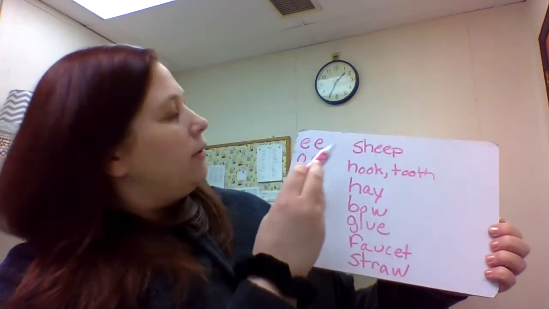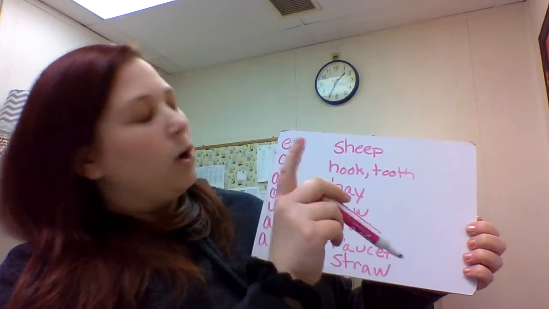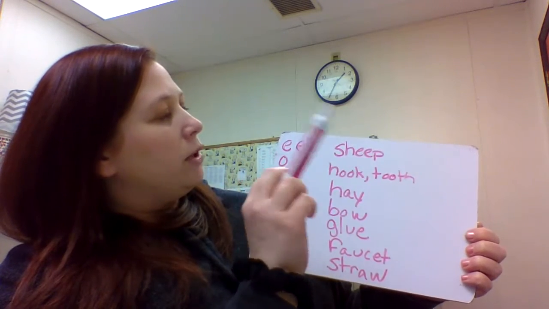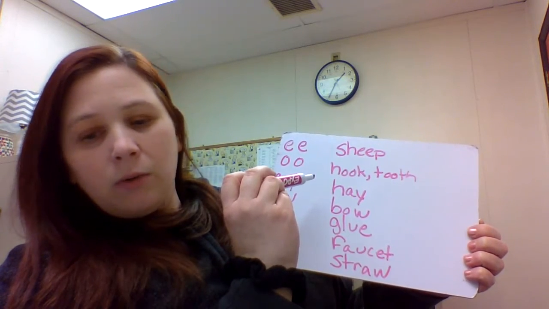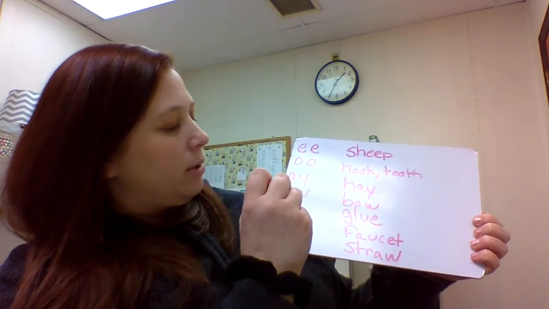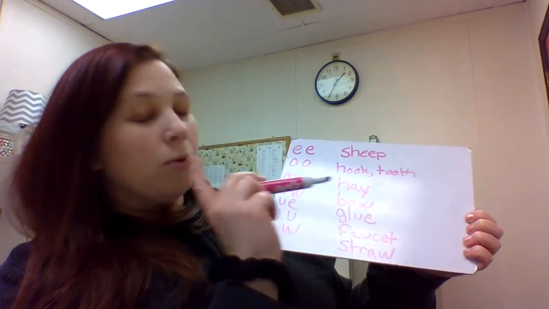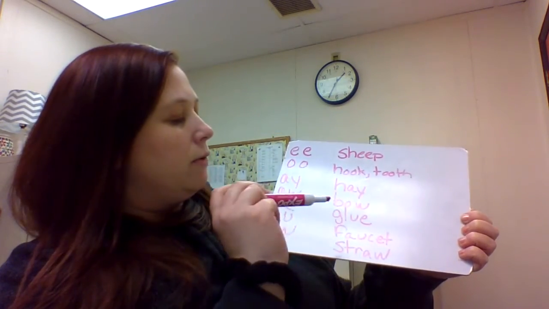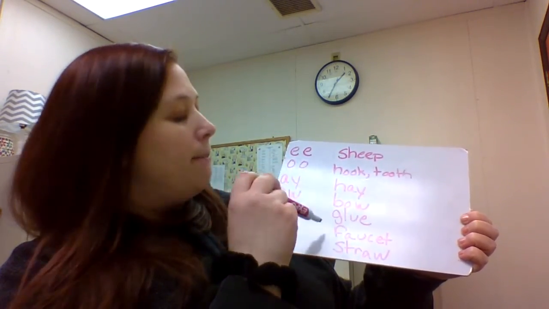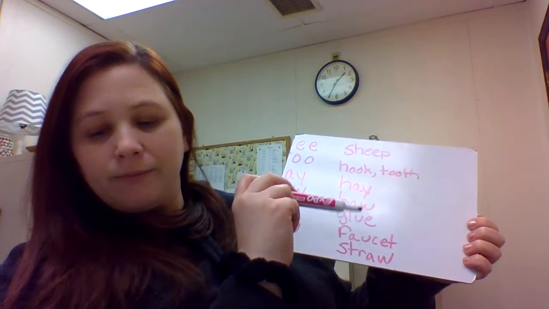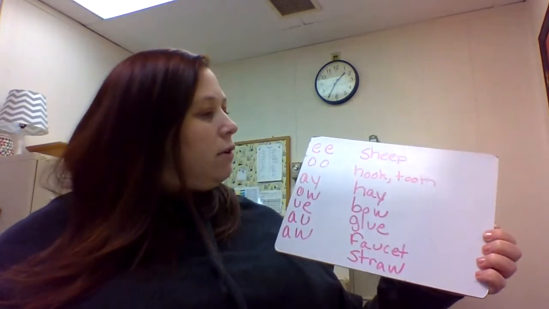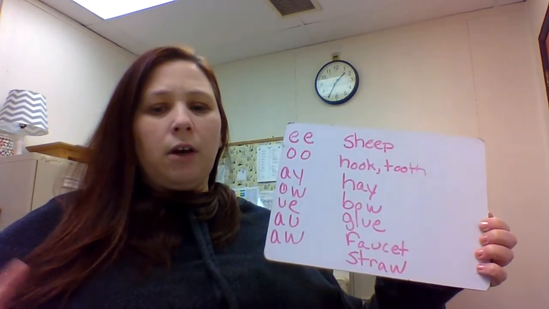So this EE we use when we're spelling one syllable words like sheep, and there's an E sound in there. We use our AU and our AW. Our AW is if it's at the end of the word, that aw sound, and the AU is if it's at the beginning or the middle of the word. That's when we use that. So these are the few. You don't have to write these down, we're just going over them.